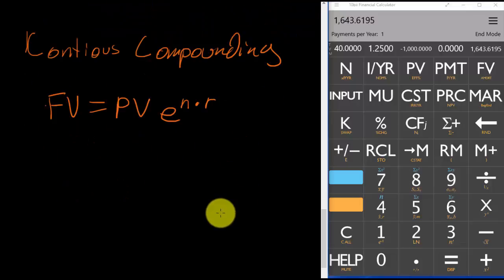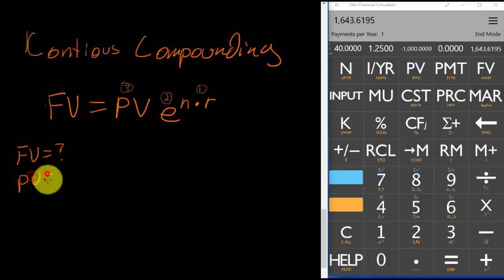Now this may seem a little complex, but it isn't really. I'm going to walk through it with you. And what I want you to do here is do this in reverse order. You're going to do this one first, then you're going to take this one to the e to the x, and then finally you're going to multiply. So let's go back to our problem. Present value is equal to 1,000. N was equal to 10 years, and I, or R, is equal to 5%.